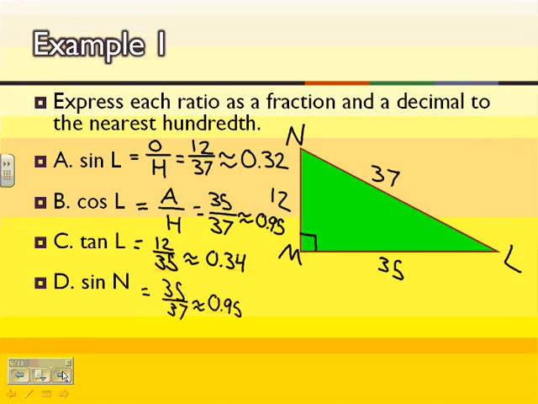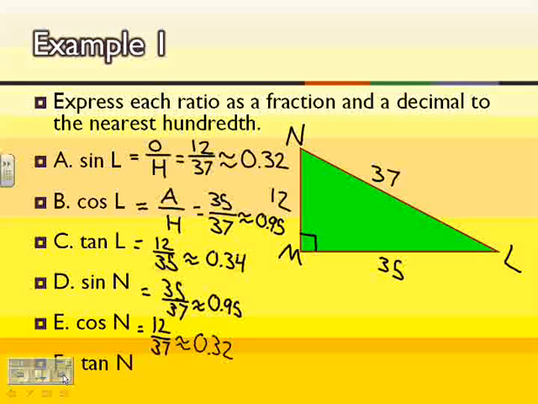So that's kind of an interesting thought. The sine of N ended up being the same thing as the cosine of L. So let's see if that happens again. Next one. Cosine of N. What's that going to equal? 12/35, because that's the adjacent. That's the hypotenuse. Yes, I did. Thank you. 12/37. So approximately, we already know that that's going to be 0.32.